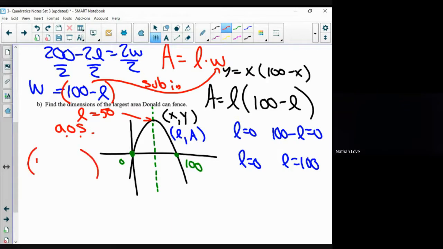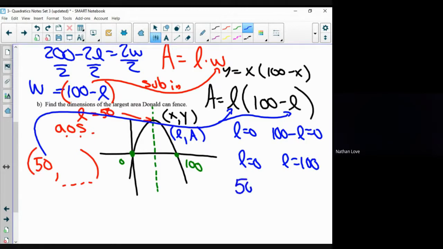So now I have 50, and so how do I find the area? You plug it back into the W equation, where it's like 100 minus L. You're going to plug it into this one right here. Because you know what your L is now, right? Your L is 50. So this is 50 times 100 minus 50. 50 times 50. 2500.